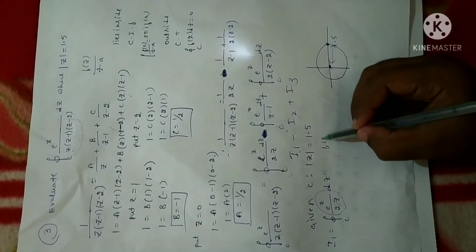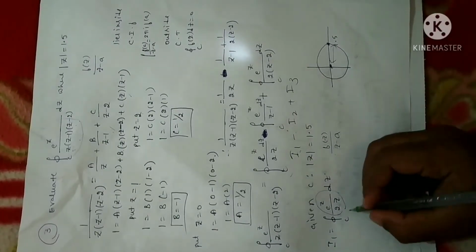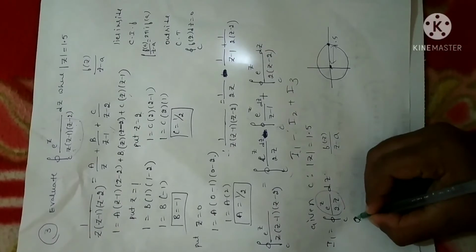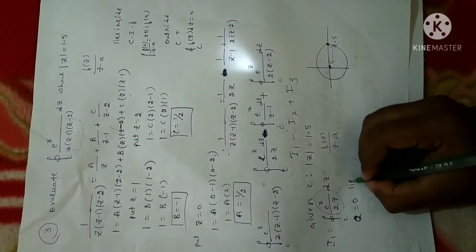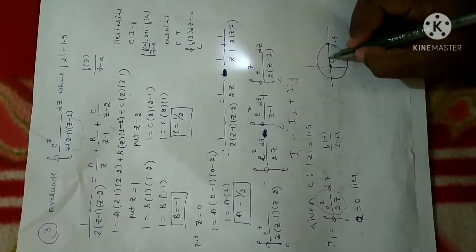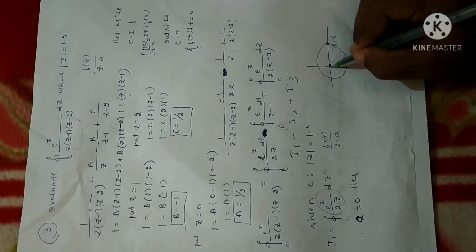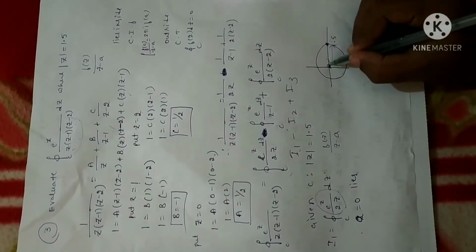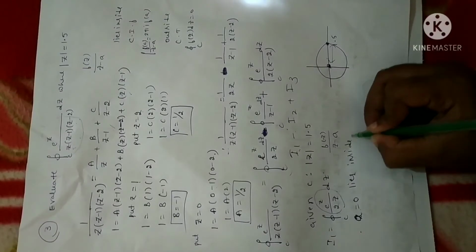So it is of the form f of z divided by z minus a. In place of a we have 0, right? So let me write a is equal to 0. The point a is equal to 0 here, and you can note that a is equal to 0 completely lies inside the circle. Why? Because the circle is of radius 1.5, so the distance from here to here is 1.5. 0 lies here. So clearly a is equal to 0 lies inside the circle.